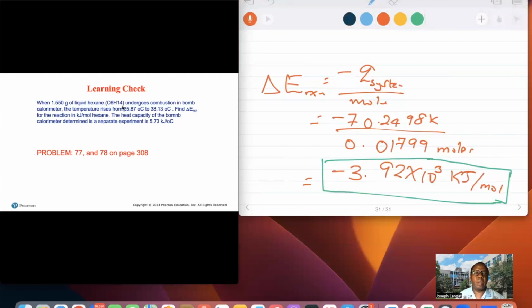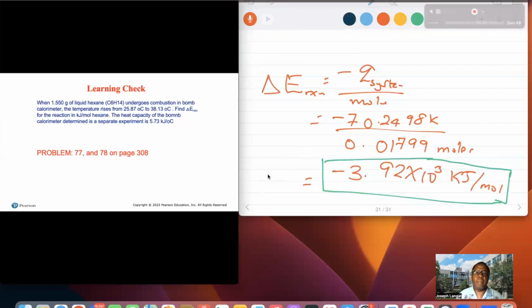If it's some other compound, please use the periodic table. By now, you should be able to write the correct formulas for your compound. We learned about that earlier on. So practice with problems 77 and 78 on page 308. It's about the combustion of substances in a bomb calorimeter, and you'll be asked to calculate the change in internal energy for the reaction, which means you need to calculate the Q for the system. You divide by the number of moles.